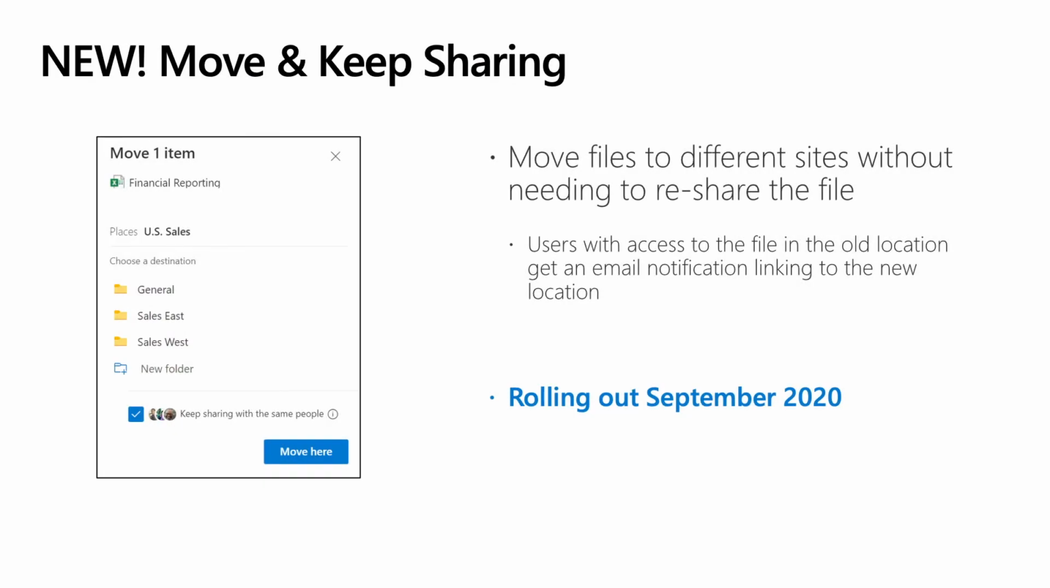Yeah, so we know a lot of users have been asking for this because it can be challenging when you move a file to a different site and you have to remember, like, oh, who had access to it? Do they still need access? Who still needs access? Like, how do I do it? So with this feature, you're able to focus on your work, and OneDrive is going to take care of making sure that the file is still shared with the right people if that's what you want. This is rolling out now, so a lot of you already have it, and all of you will have it by the end of the year.